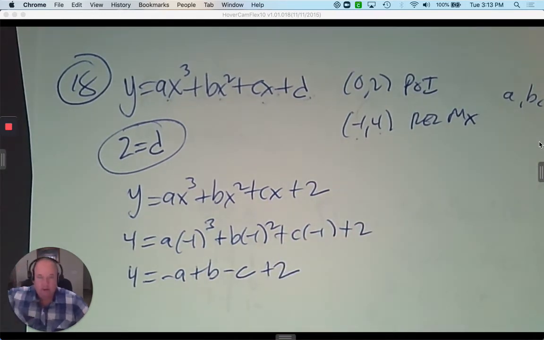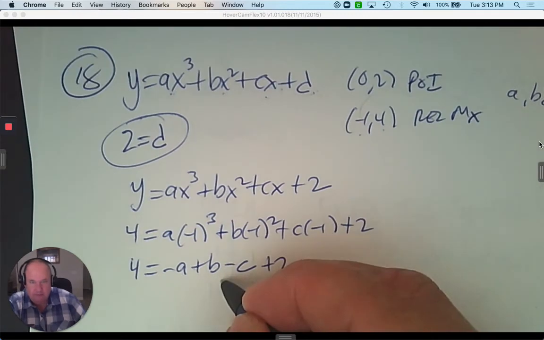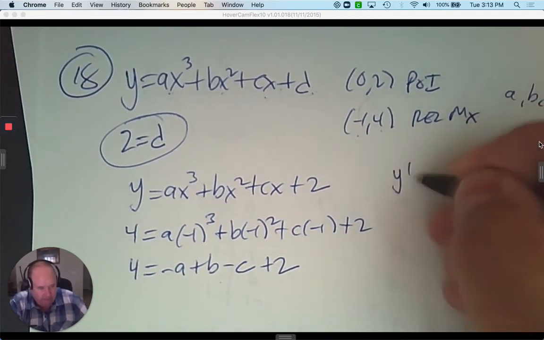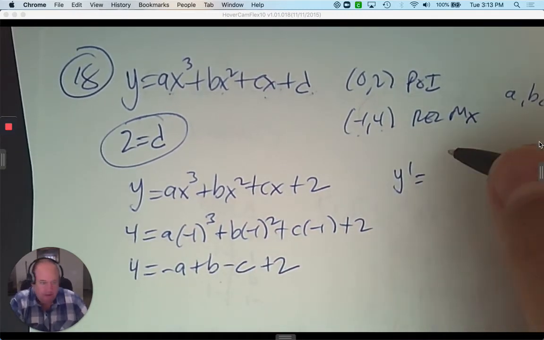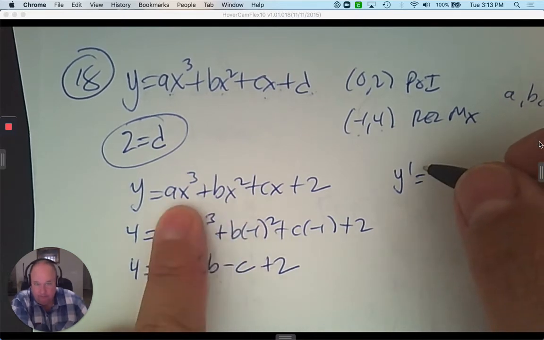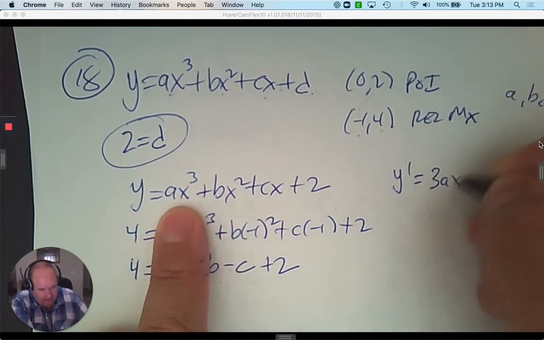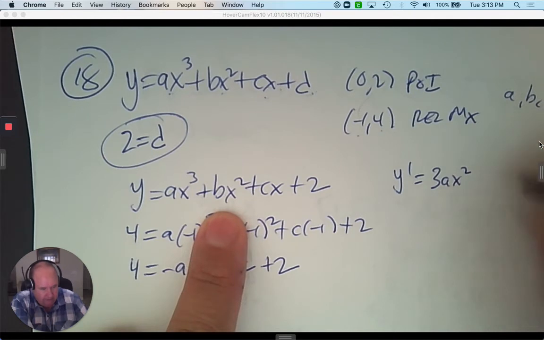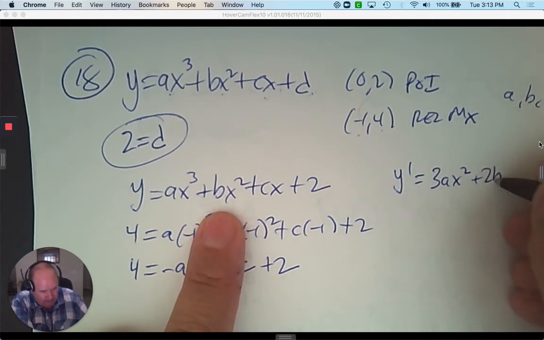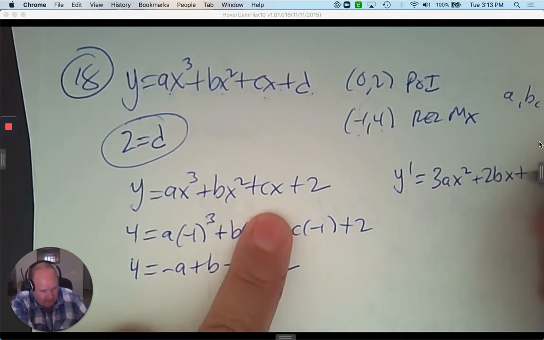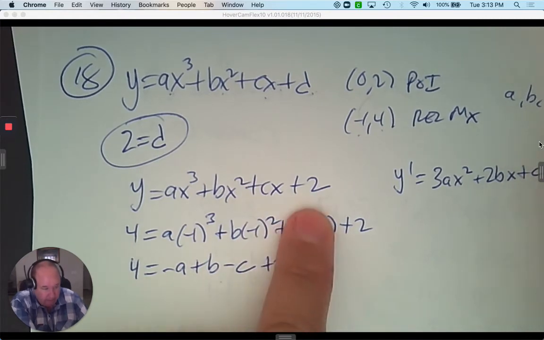All right, now we're going to take the derivative. So we're going to come back to this when we need to. So if I take the derivative of this, you get 3ax squared, plus 2bx, plus c for the derivative, and the derivative of 2 is 0.